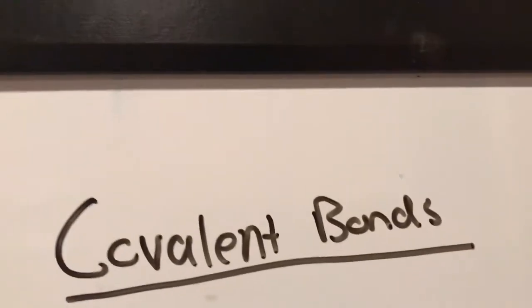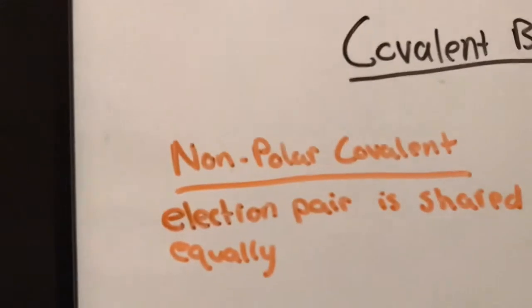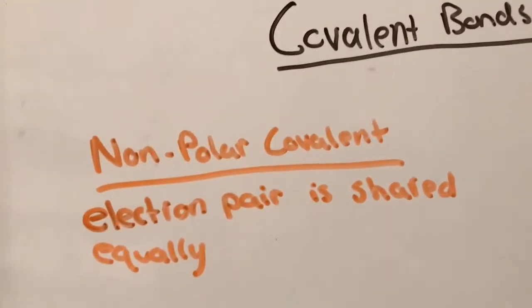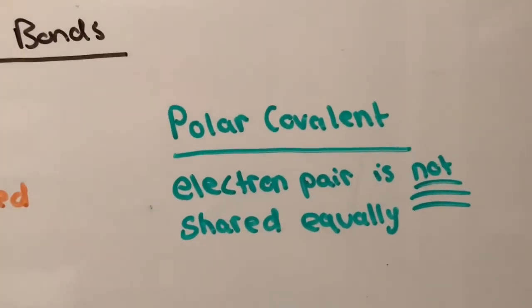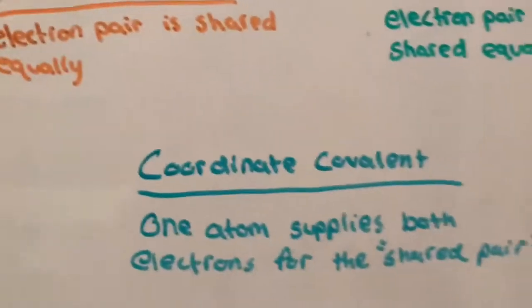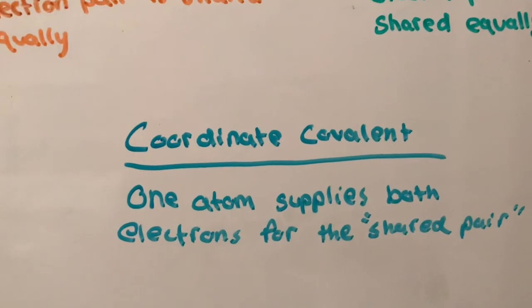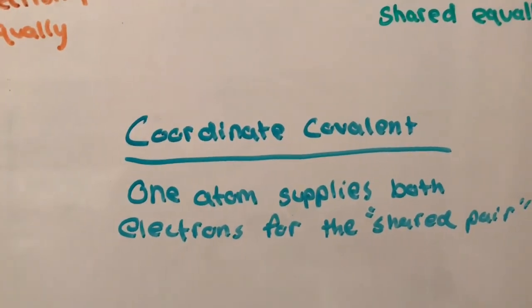Different types of covalent bonds. The first one being nonpolar covalent, in which an electron pair is shared equally. A polar covalent, where the electron pair is not shared equally. And a coordinate covalent bond, in which one atom supplies both electrons for the shared pair.